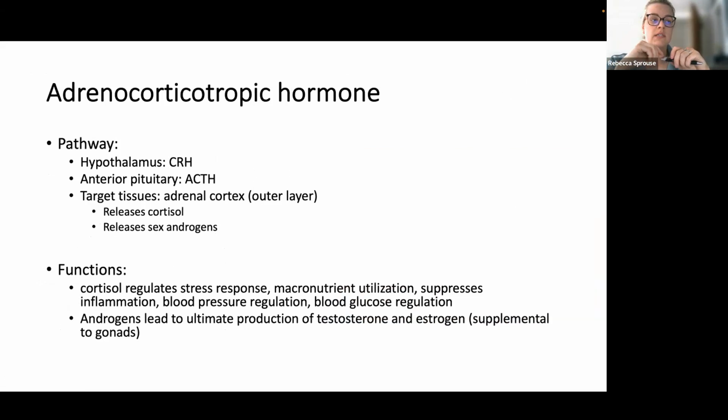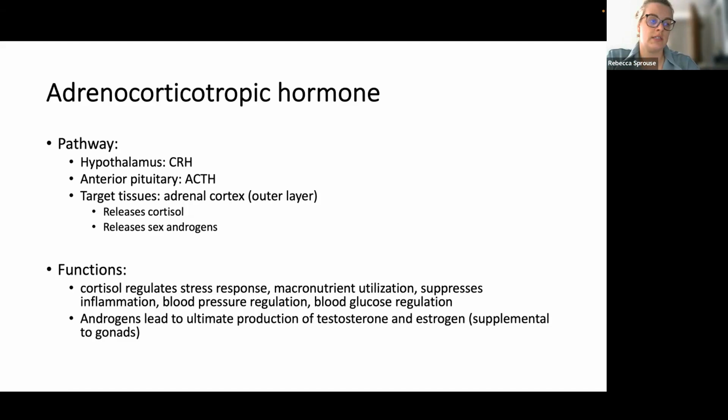And corticosteroids are things such as cortisol and sex androgens, such as testosterone and estrogen. And what cortisol does is regulates your stress response. We're going to talk about that in part 4 of this week, but essentially preparing the body for a stress response, conserving energy where it's needed, maybe increasing your fight or flight while decreasing your rest and digest, something like that.